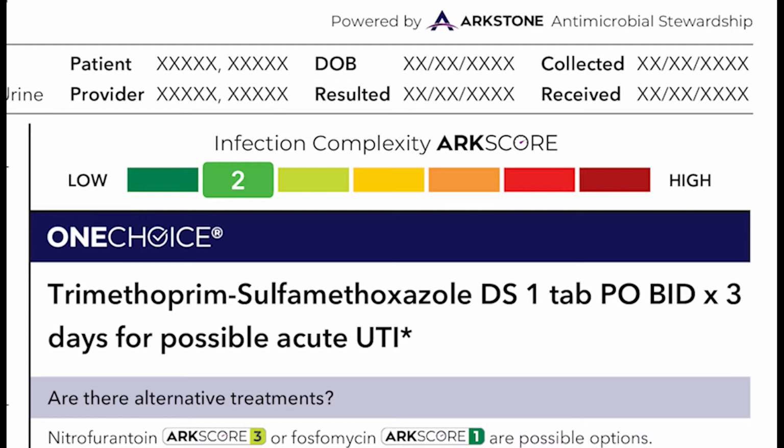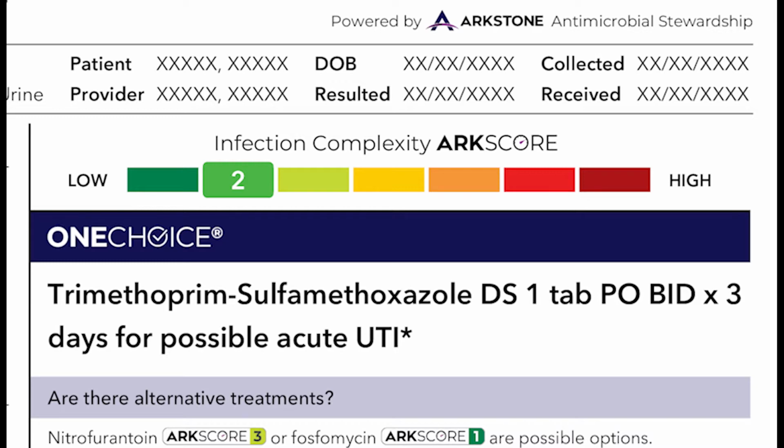So the infection complexity ARC score is an important tool for a provider to look at at a quick glance to understand what they are dealing with. Do they need to ask for extra help? Do they need to get an infectious disease specialist? Can they treat this on their own? Is it going to be an antibiotic that they're familiar with? Is it going to be an antibiotic that they routinely use or something that's newer that is only available to treat very resistant organisms?